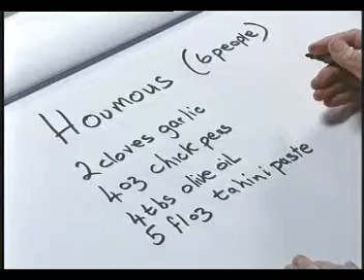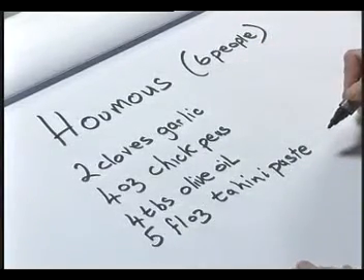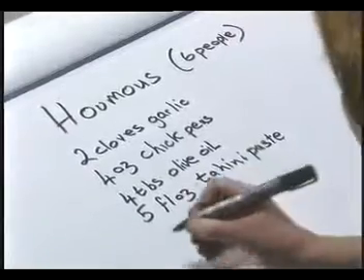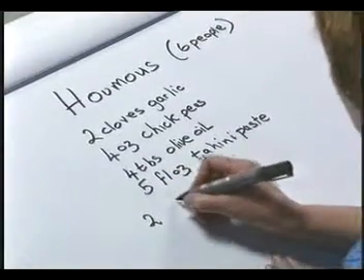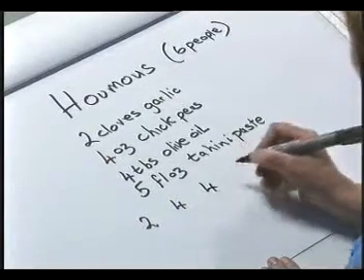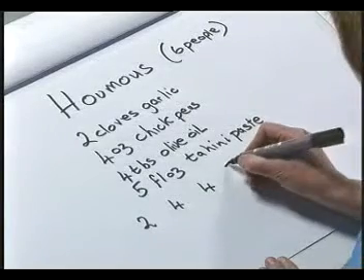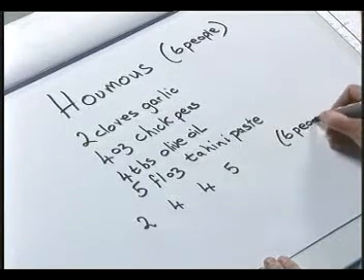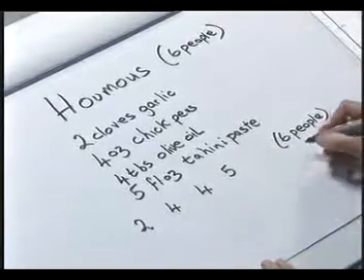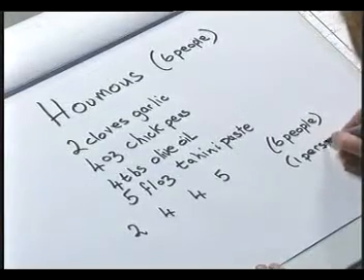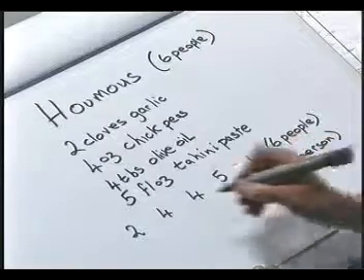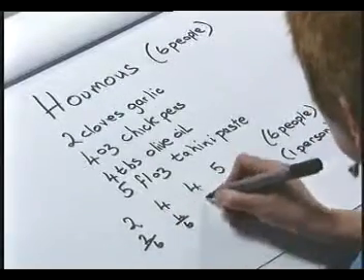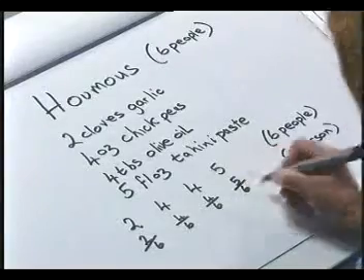But what if I want to make hummus for 9 people? What amounts do I have of these 4 ingredients to make it for 9 people? Well, we start off with what we've got and what we know. We've got 2 cloves of garlic with 4 ounces of chickpea, 4 tablespoonfuls of olive oil, and 5 fluid ounces of tahini paste. And that makes enough for 6 people. What I do next is that I work out what each of those ingredients would be for 1 person. So I have to divide each of those numbers by 6. So that's 2 over 6, 4 over 6, 4 over 6, and 5 over 6.